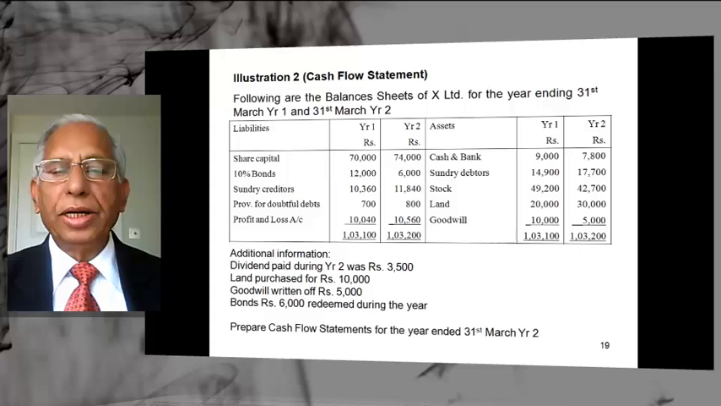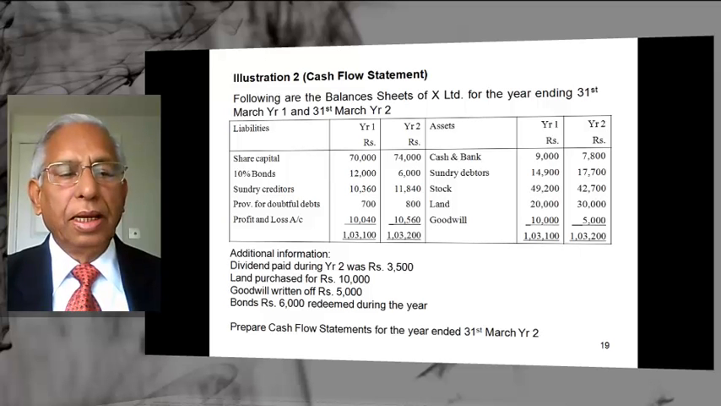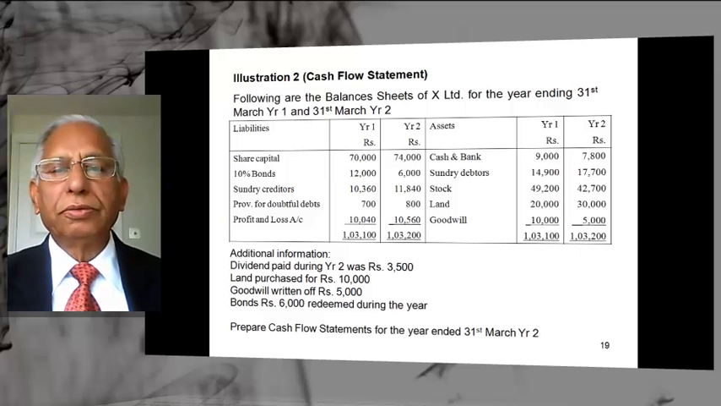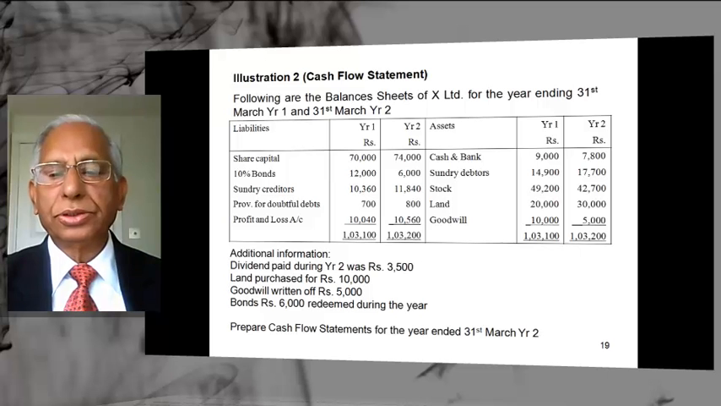Additional information provided to you: dividend paid during the year 3,500 rupees. Land purchased during the year 10,000 rupees. Goodwill written off rupees 5,000. Bonds rupees 6,000 redeemed during the year. You are required to prepare cash flow statement for the year ended 31st March year 2.